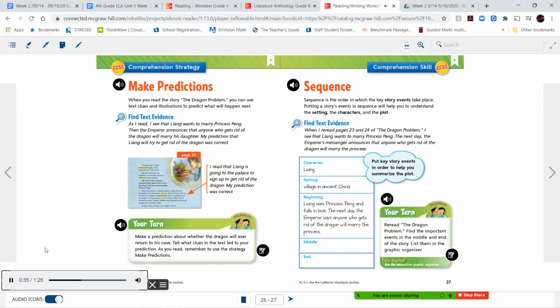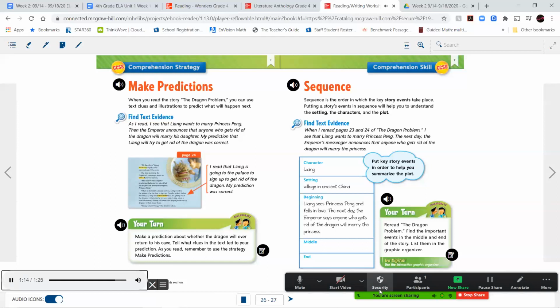"I'll show him," Liang muttered angrily as he stomped out of the room. The next morning, the emperor's messenger made an official announcement. "His most noble emperor proclaims that whoever gets rid of the dragon will marry his daughter, Princess Peng." When he heard the announcement, Liang raced to the palace to be the first to sign up. Then he looked for his friend Li to help him brainstorm ideas for getting rid of the dragon. Unfortunately, Li was away. Liang sat on a bench, frowning. Nearby, children were playing with the toy dragons he had made them. "Liang, what's wrong?" the children asked.